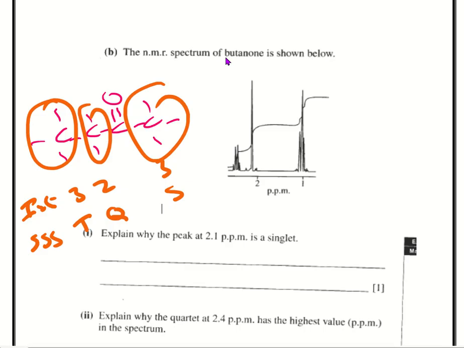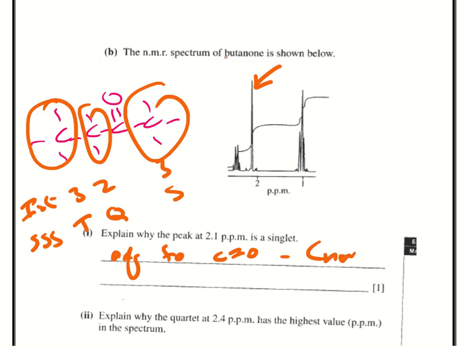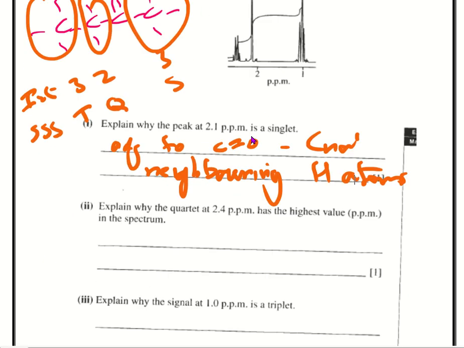So explain why that peak is a singlet. Okay, so the peak that is a singlet is this one here. Why is it a singlet? Well, all you're really saying is that it's adjacent to CO, and there are no, I would use the word, no neighbouring hydrogen atoms. I think that's fair enough.